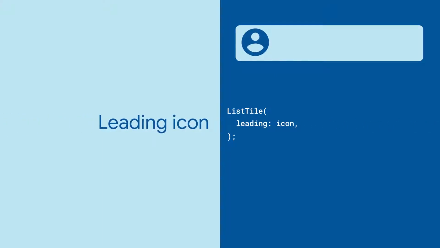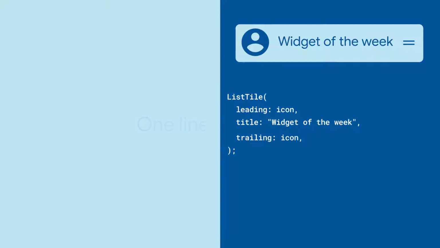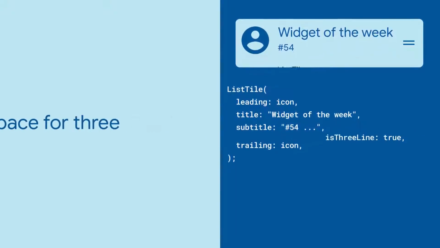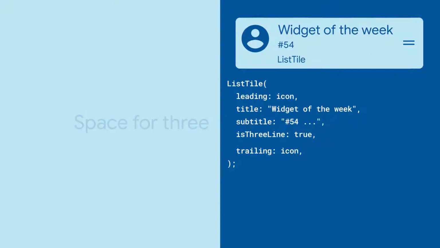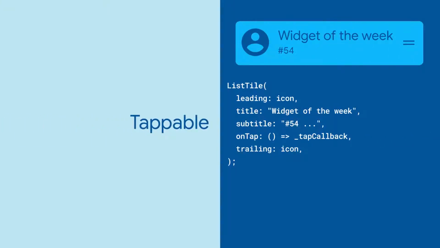You can say what goes on the leading end of the tile and on the trailing end. In between them goes the text, either in 1 line, 2 lines, or making room for 3 lines. Make things smaller and denser with the dense property, and you can make it interactive with the onTap and onLongPress callbacks.